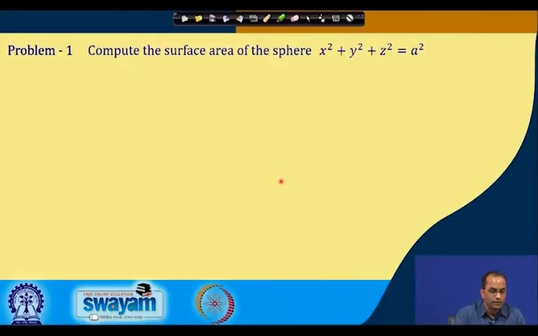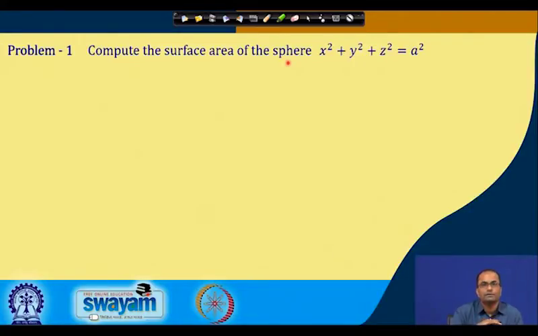So, now we will take the problem: compute the surface area of the sphere x square plus y square plus z square is equal to a square. So, we have a sphere centered at 0, 0, 0 and given by this equation, x square plus y square plus z square is equal to a square. So, the radius of the sphere is a, and we want to compute the surface area now.